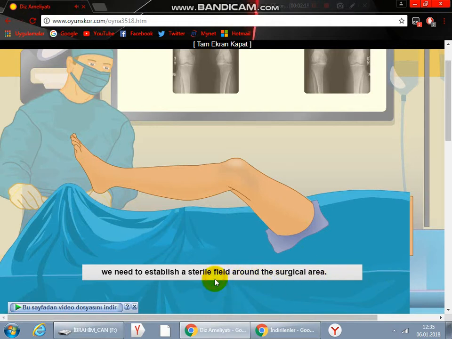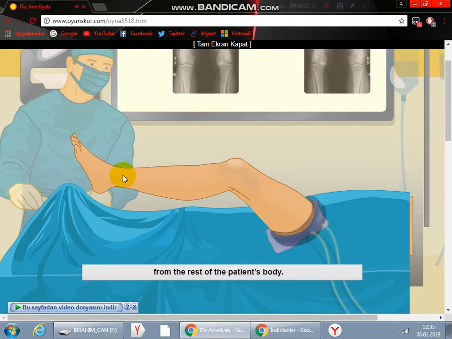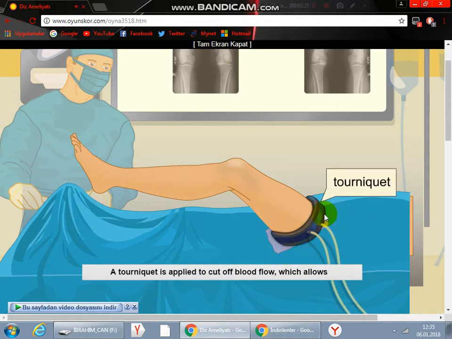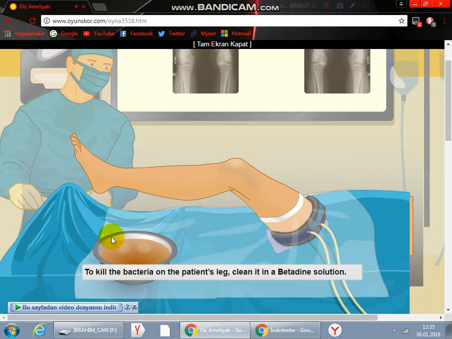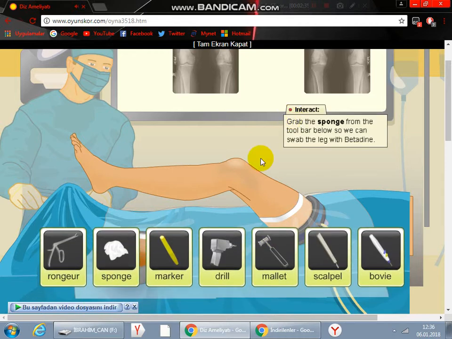sterile field around the surgical area. A series of sterile drapes isolates the surgical field from the rest of the patient's body. A tourniquet is applied to cut off blood flow, which allows a clearer view of the surgical field during surgery. To kill the bacteria on the patient's leg, clean it in a betadine solution. This scrubbing process will limit the chance of bacterial infection.